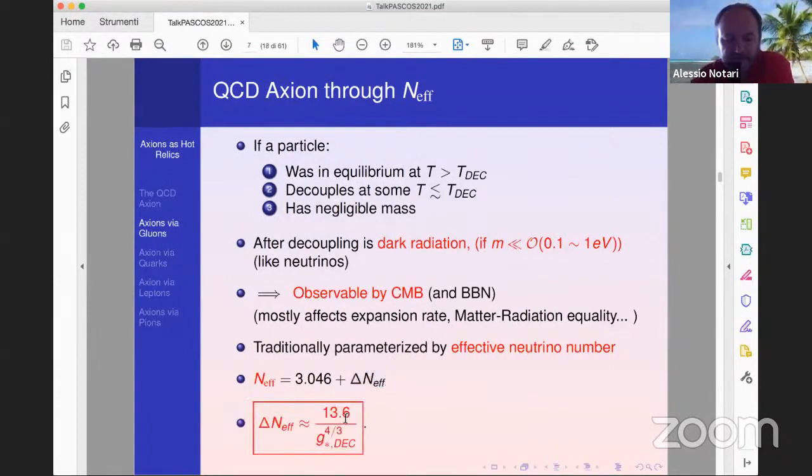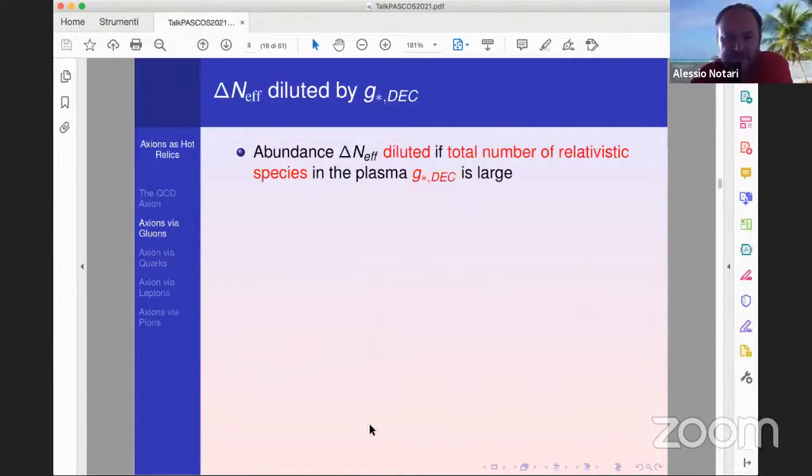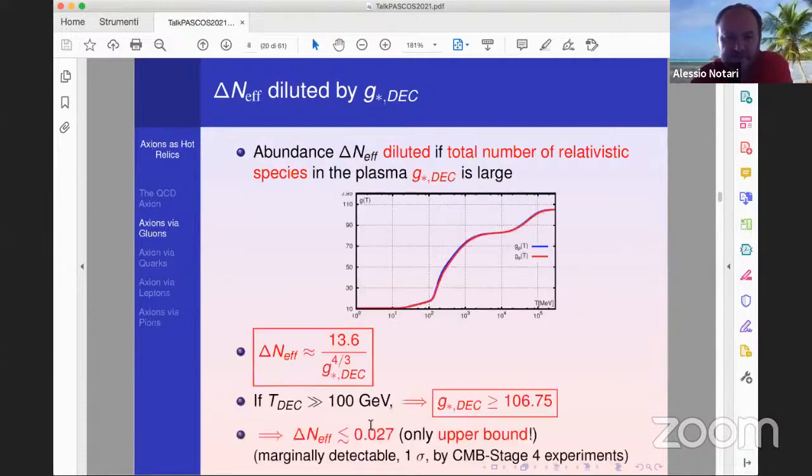And now this is the essential formula. When a particle decouples at a given temperature, g(T dec), okay, then the abundance is suppressed by the total number of degrees of freedom at that time. So as we know, g star is very large at high temperature, therefore delta N effective is suppressed. For instance, at a TeV scale, delta N effective is suppressed by the total number of degrees of freedom of the standard model. Therefore, this gives a small contribution. Essentially it gives this number, 0.027, if you put g star over 106.